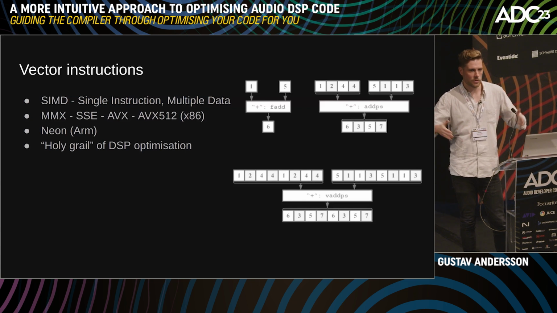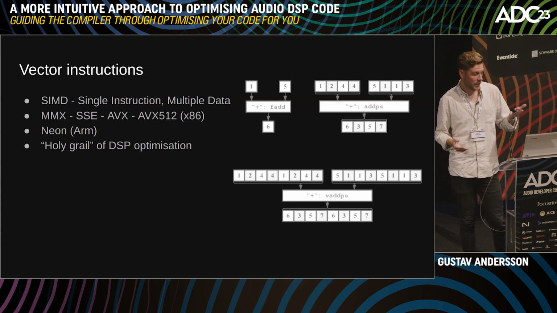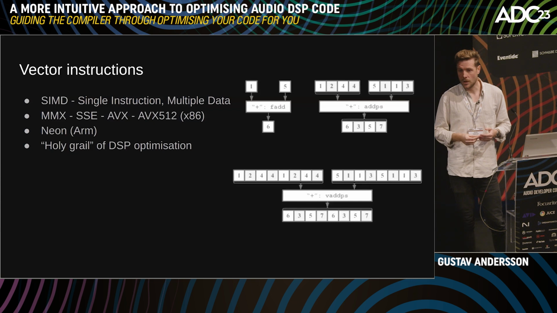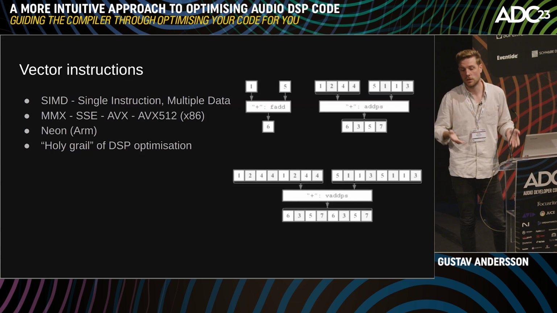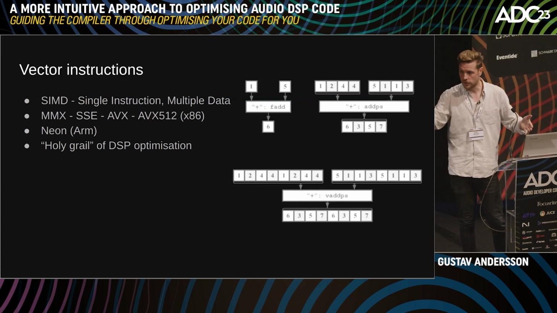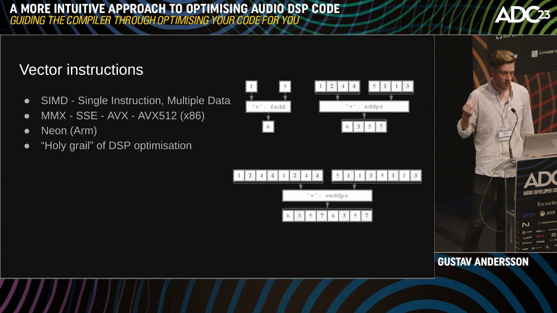The way they work is they use special registers that are wider than the normal CPU registers. For SSE, these are 128 bits wide, and for AVX, it's 256. So in the 256 bits, you can fit either 8 32-bit floats or 4 64-bit doubles. And then you can multiply it with another 256-bit register. Ideally, that means you could apply a gain to 8 samples at a time in one instruction.